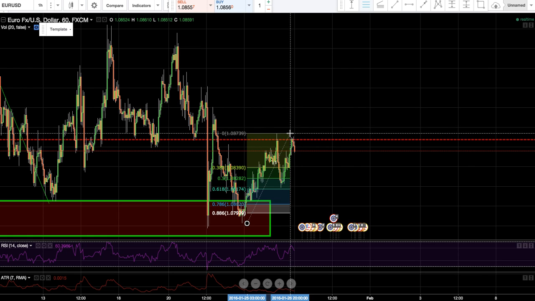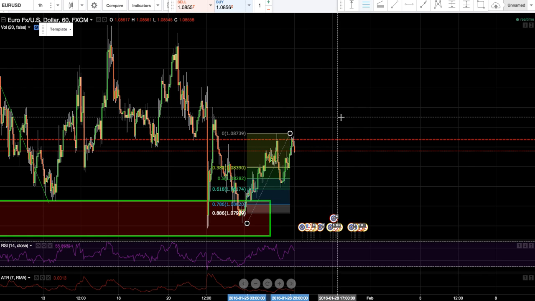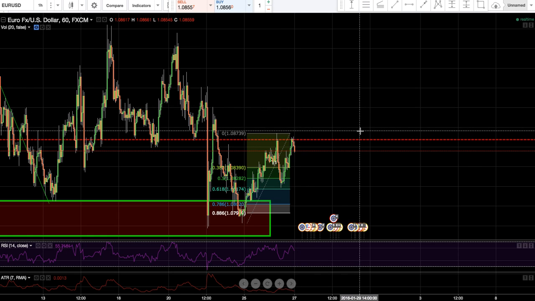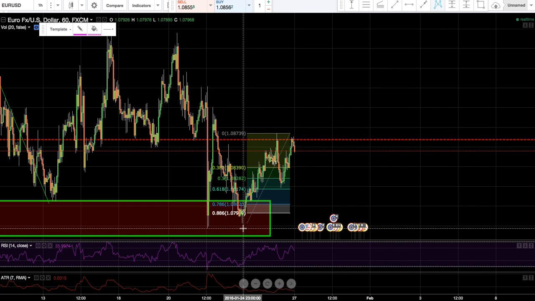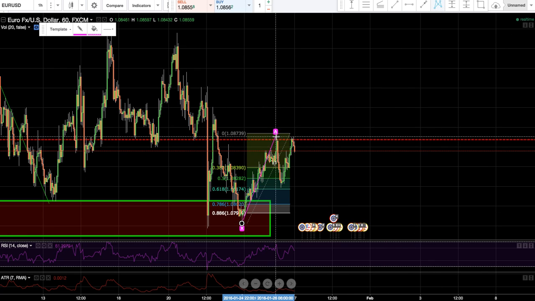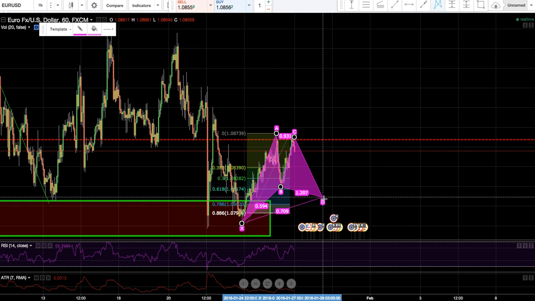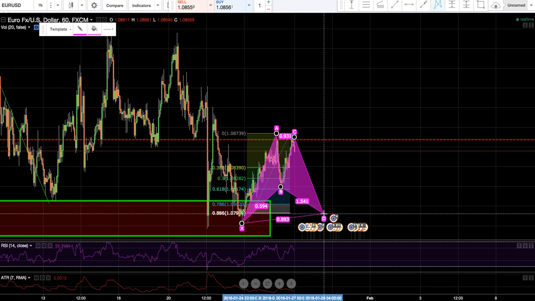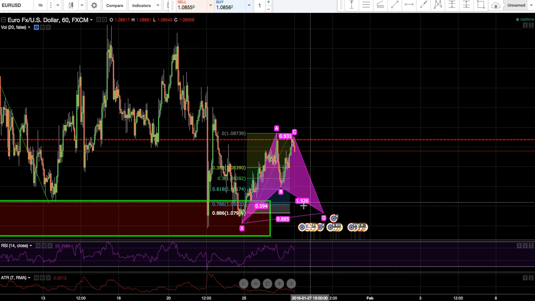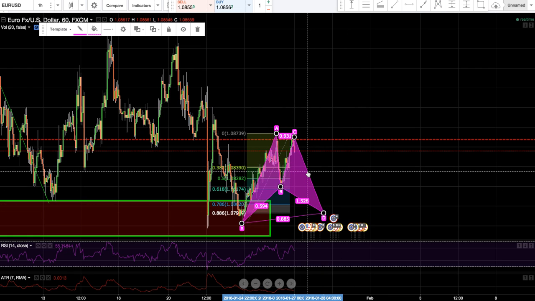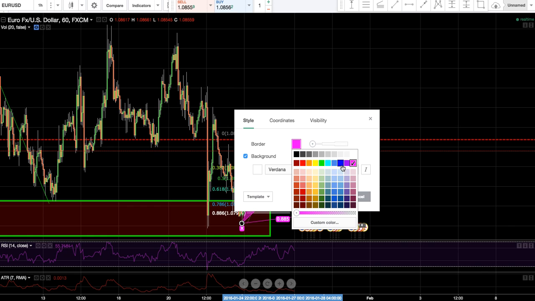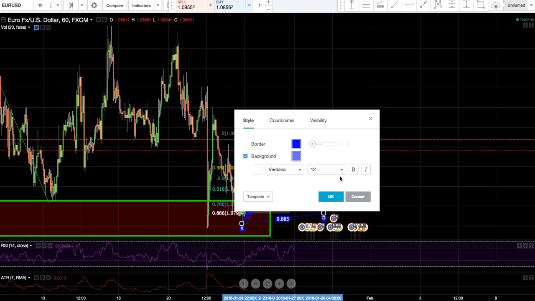this is not certain that this will complete tomorrow, if it will, but we can see that we have a bat pattern forming right here, X to A to B, B to C, and the CD in the 886. And as you can see, the completion of the bat pattern is inside our box.